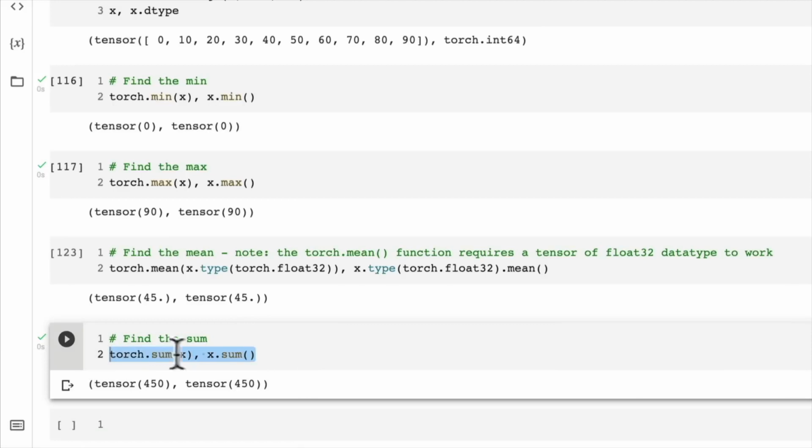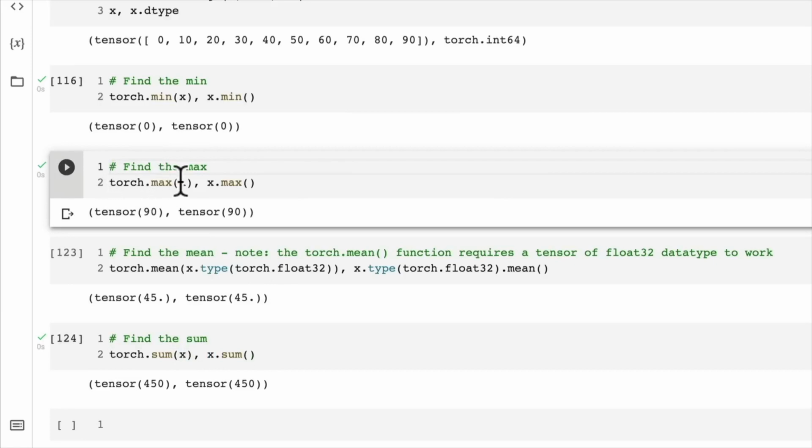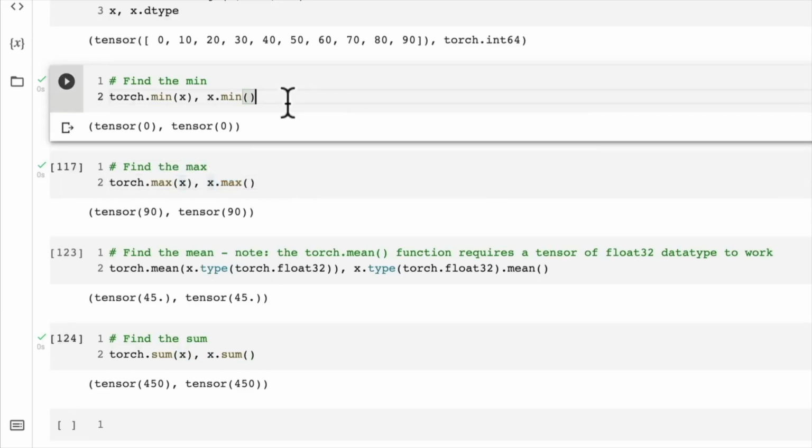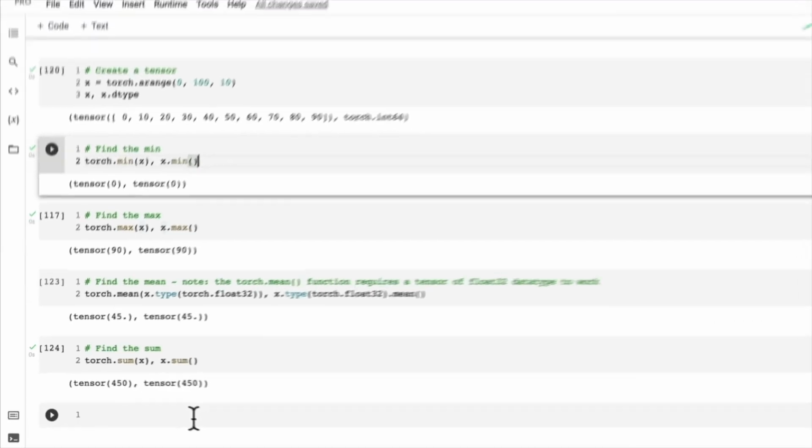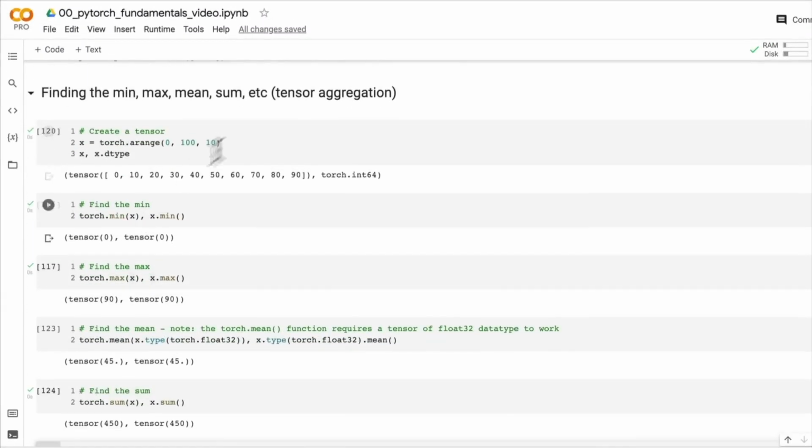Which one of these should you use, like torch.something x or x.sum? Personally, I prefer torch.max, but you'll also probably see me at points write this. It really depends on what's going on. I would say pick whichever style you prefer, and because behind the scenes they're calling the same methodology, pick whichever style you prefer and stick with that throughout your code. For now, let's leave it at that.